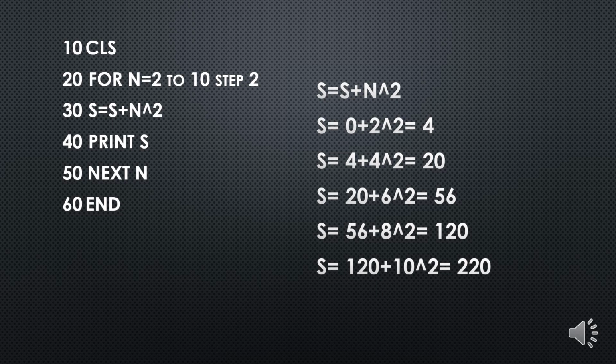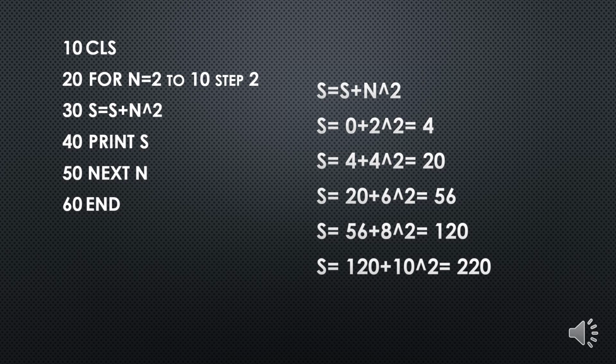So look at line number 40, print s, and then we have 4 in s, so 4 will be printed. Next n means go back to the for loop at line number 20, and n now has the value of 4. Initially n was equal to 2 and now n is equal to 4, and at the next point s has a value of 4, so 4 plus 4 power 2, that will be equal to 20, and now s equals 20.